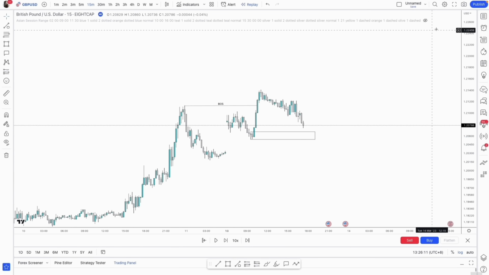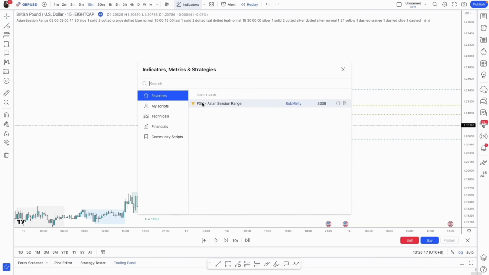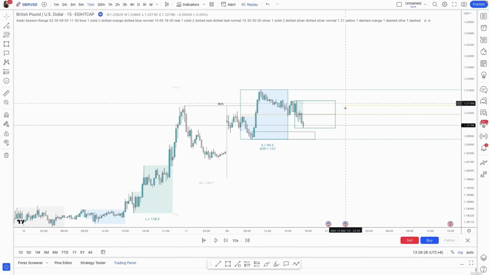And on top of that, if we turn on our Asian session range indicator, which you can do by going to indicators and typing in Asian session range, selecting FXN Rob Minty, that is what I use, and then adjust the times to the times that are correct.